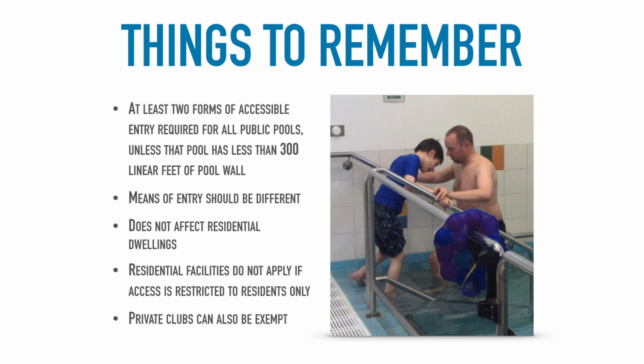Now, they then go on to give you the list of all the different options that you have for that compliance. And then below that, it gives an exception. It says that if there are less than 300 linear feet of pool wall, you are allowed to have only 1 form of accessible entry, and it gives the suggestions and recommendations for the 1 form of accessible entry. Now, a couple of things to remember about this.